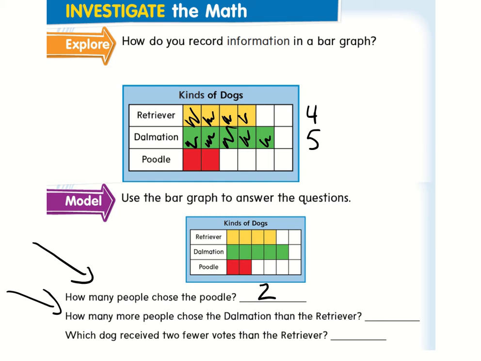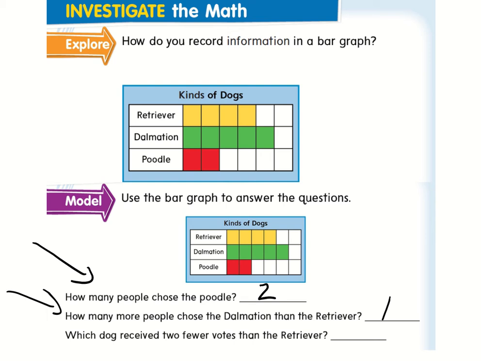Now remember, if you're trying to find the difference, boys and girls, you can do subtraction by doing 5 minus 4 equals your answer. Or you can take a look here and see that the Dalmatian has 1 more vote than the Retriever up top. So we know that the Dalmatian has 1 more than the Retriever.